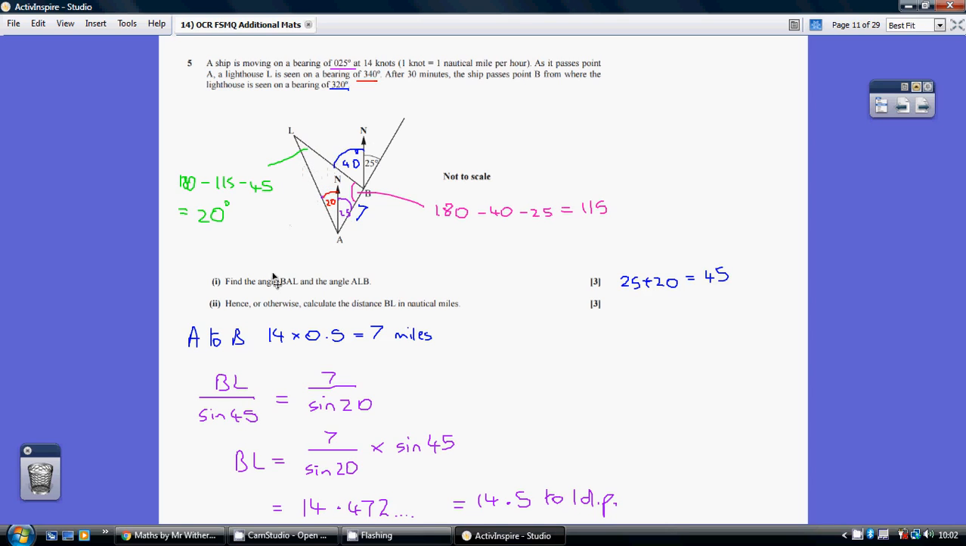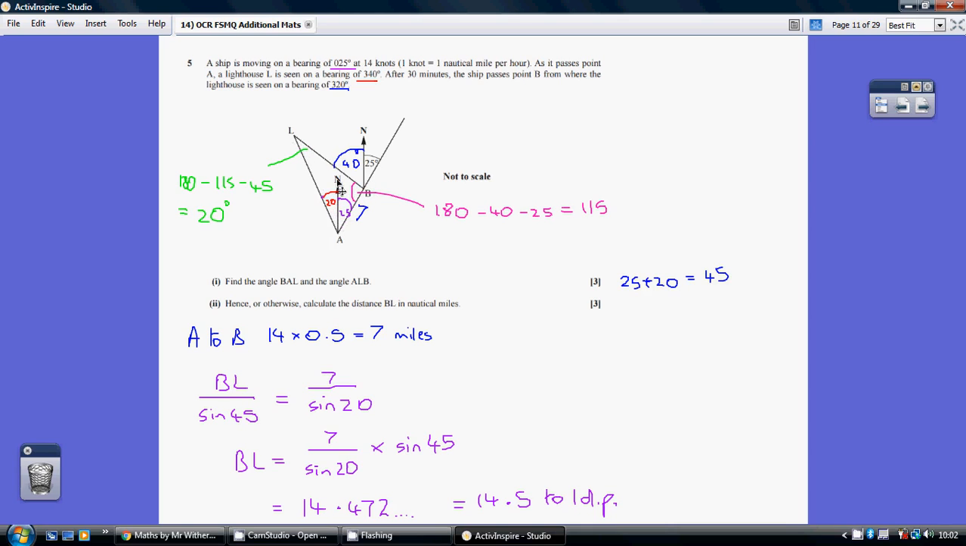So back to the question. Find the angle BAL. Well, that's obviously the 25 and the 20, which is 45 degrees. Now, hence or otherwise, calculate the distance BL. Now, we're going to be looking at this triangle ABL. We know all the angles.